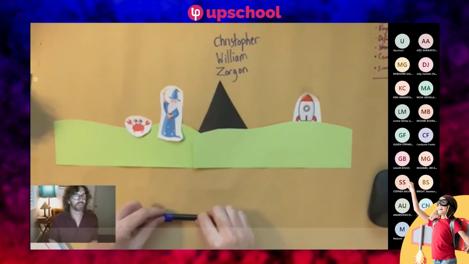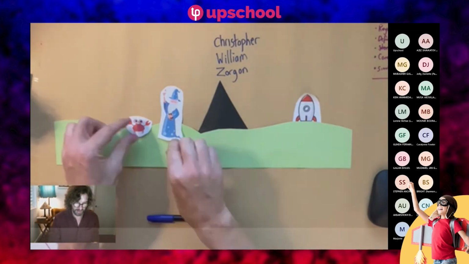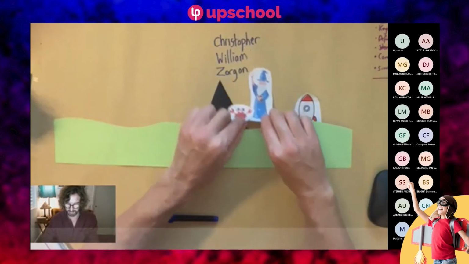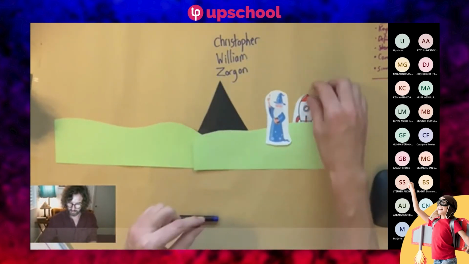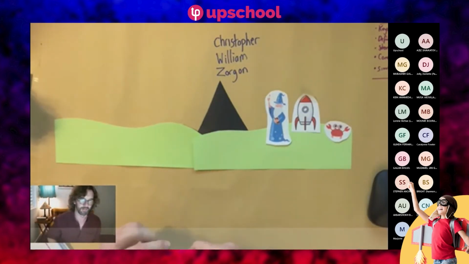So the crab said to William the Wizard, okay, I'm going to show you where your rocket is. It's just over there behind those mountains. So the wizard and the crab walked over. Pop, pop, pop. Imagine walking over the mountains. And they found the rocket ship safe and sound on the other side of the mountains.